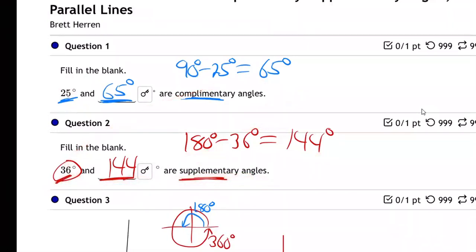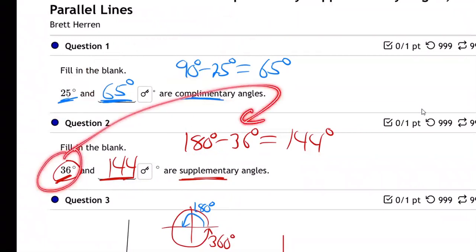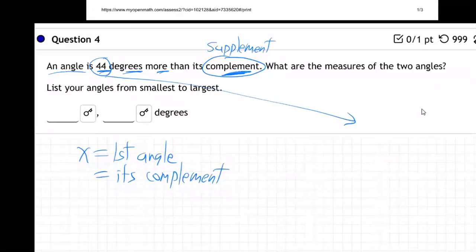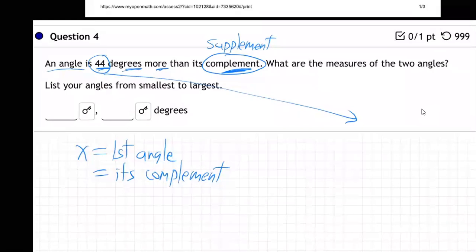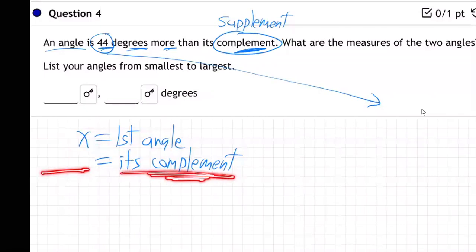So do you see the deal? You take the first angle they give you and you subtract from 90 for complementary, and you take the first angle they gave you and subtract from 180 for supplementary in order to get the other angle, right? That's what you do with numbers. So that's exactly what you're going to do with letters. A letter is just a number we don't currently know. So coming on back, if x is the first angle, what formula am I going to put for its complement?